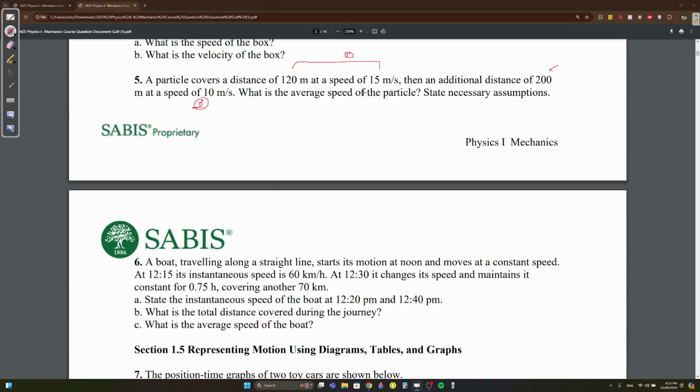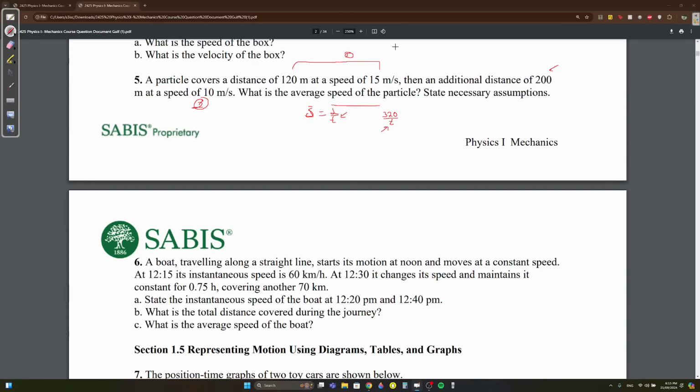We want the average speed, and you know that the average speed is distance divided by time. We have the total distance, which is 200 plus 120, which is 320, but we need the time. How can we find the time? Let's look at each phase of motion.